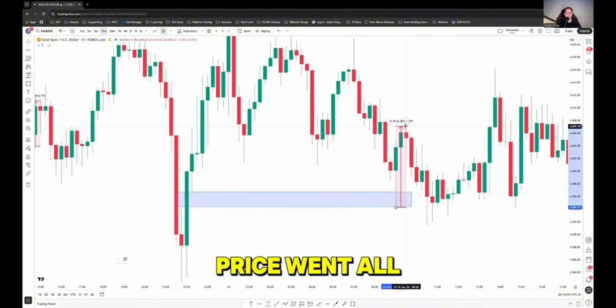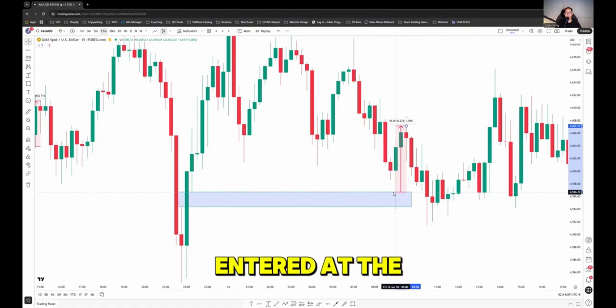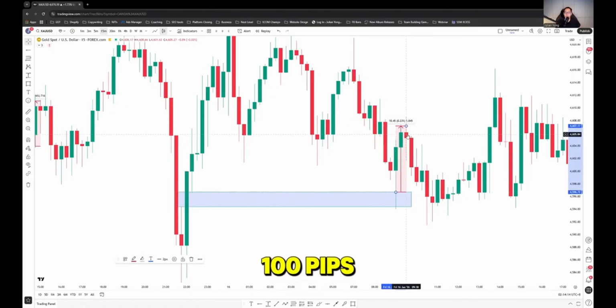Price went all the way up from this fair value gap, moving up 120 pips. Even if you entered at the top right here, this also would have given you a very nice 100 pips. But if you're just scalping 50 pips, you're done, move on.